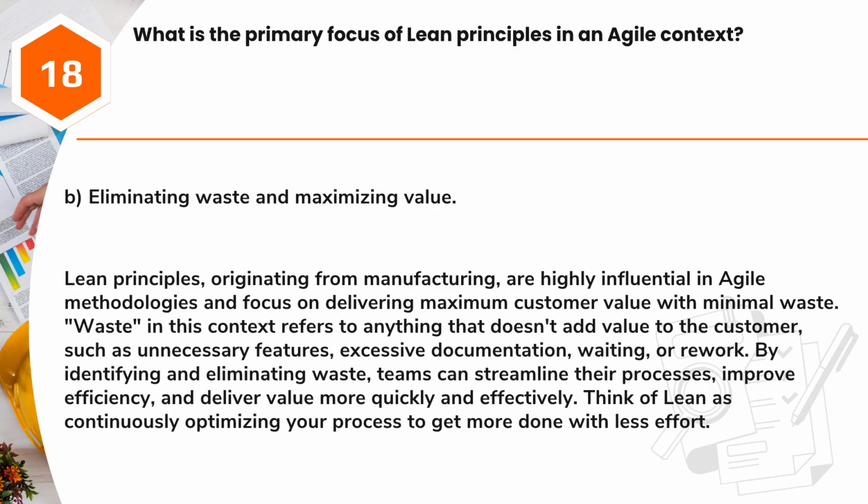Answer: B. Eliminating waste and maximizing value. Lean principles, originating from manufacturing, are highly influential in Agile methodologies and focus on delivering maximum customer value with minimal waste. Waste, in this context, refers to anything that doesn't add value to the customer, such as unnecessary features, excessive documentation, waiting, or rework. By identifying and eliminating waste, teams can streamline their processes, improve efficiency, and deliver value more quickly and effectively. Think of lean as continuously optimizing your process to get more done with less effort.